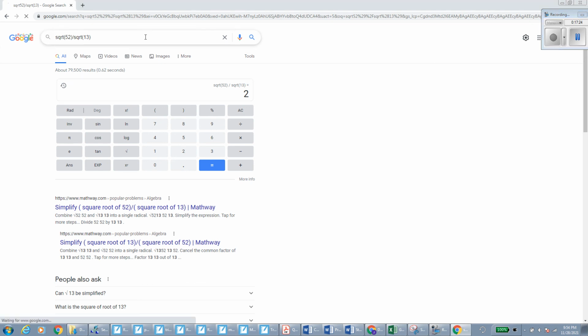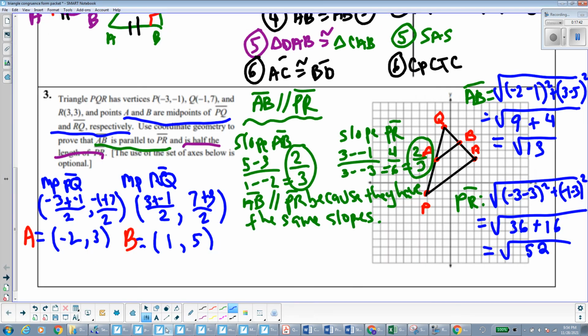And when I hit enter, I do get 2, which tells me that radical 52 is for sure double radical 13. So that's a way to tell for sure that one is double the other, using your calculator, because it is kind of hard to tell with radicals. Another way that you could have figured that out is if you simplify this radical over here.